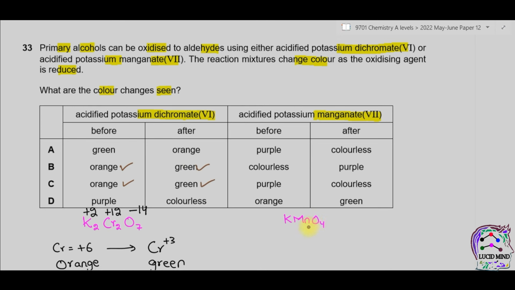Let's do the same for the second one. We have KMnO4. 4 oxygens means -8. We have +1 for 1 potassium. So to balance charges, it must be +7. So Mn goes from +7 to +2 after reduction. The other substance is oxidized, while the oxidizing agent itself gets reduced. So now let's see the color changes. Mn in +7 is purple, while Mn in +2 is colorless. So it goes from purple to colorless. So the correct answer is then C.